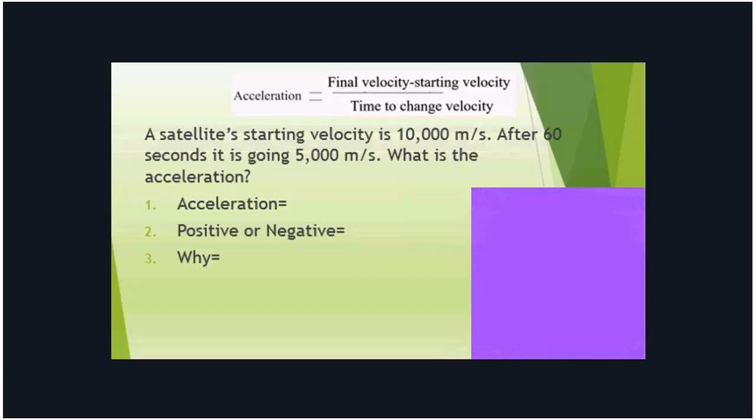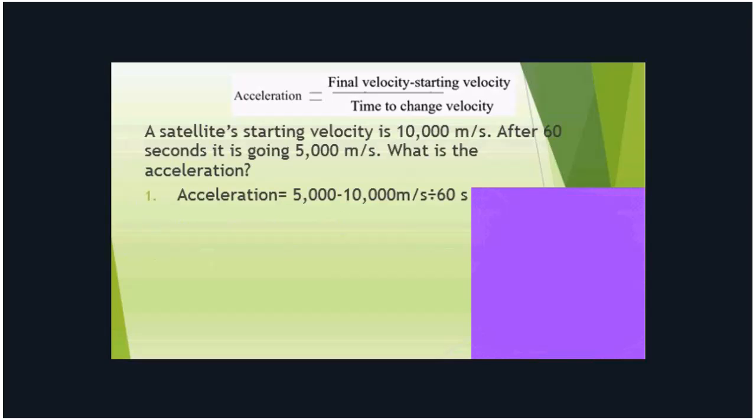A satellite's starting velocity is 10,000 meters per second. After 60 seconds, it is going 5,000 meters per second. What is the acceleration? Take final velocity minus starting velocity. The final number is 5,000 for velocity. I'm going to take 5,000 minus 10,000, which should give you negative 5,000, all divided by 60 seconds, because that is our time.